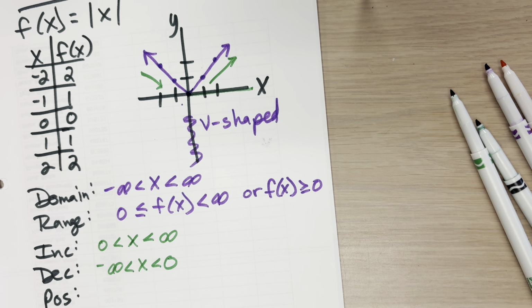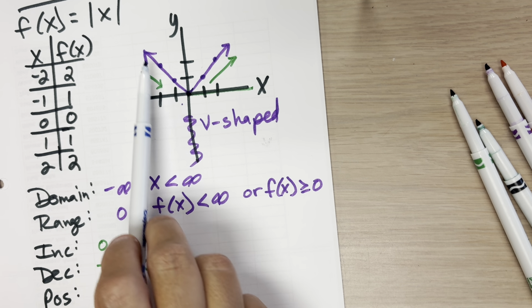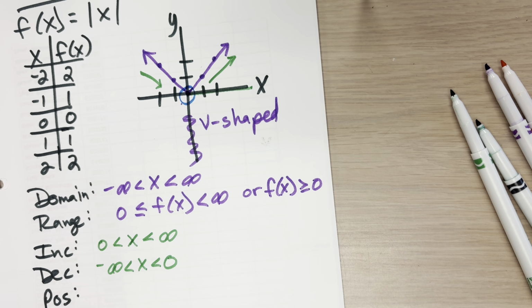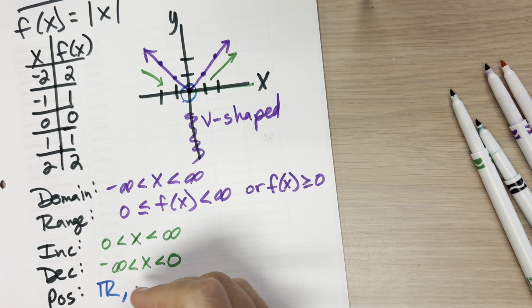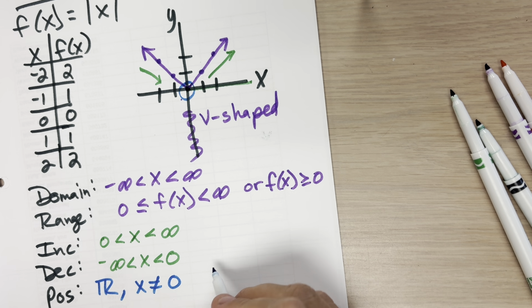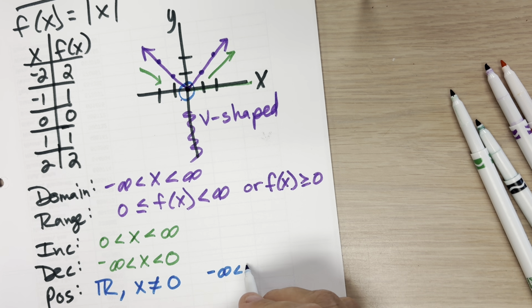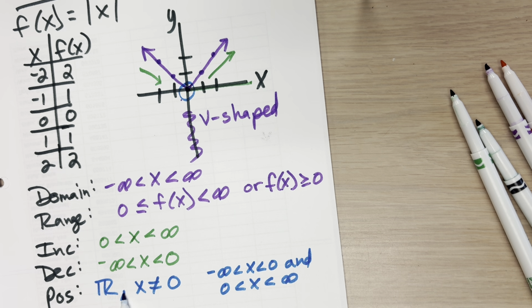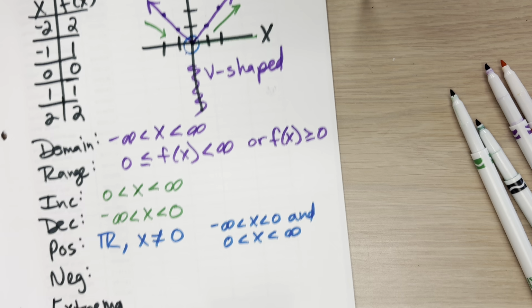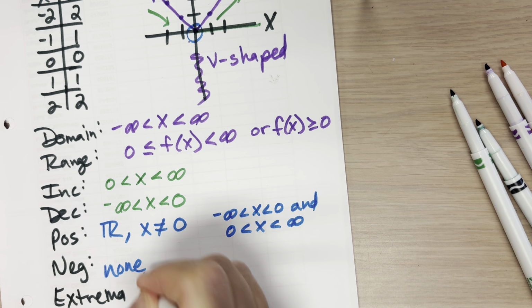All right, positive and negative. Okay, so much like the quadratic, this is positive everywhere except at the origin. So I'm going to write this as all real numbers except x not equal to 0. You could also say -infinity less than x less than 0, and 0 less than x less than infinity. I think that's a lot easier to write. That's just my take on it. Since it's positive everywhere except 0, where it is 0, it is negative nowhere. So we're going to say none for that.